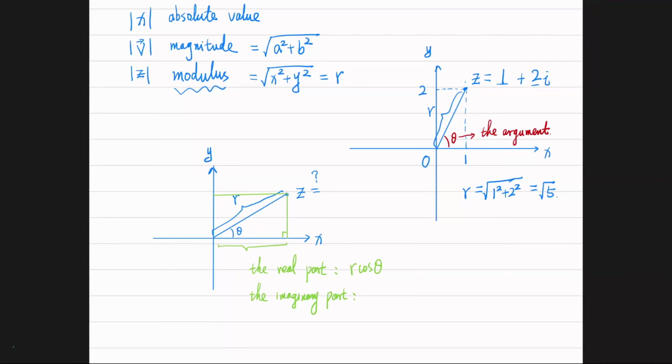Okay, what's the imaginary part? We found the real part. Now we found the imaginary part. The imaginary part will be this side, r sine theta. Okay, so we found the real part and imaginary part. Put them together, we can assemble this complex number.